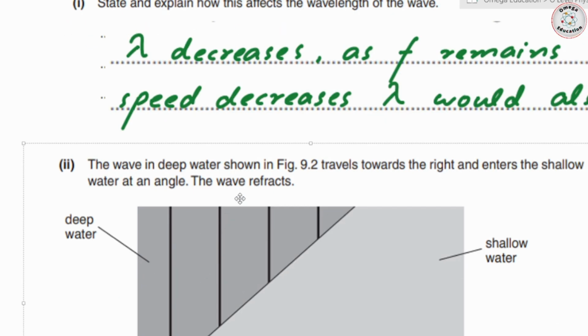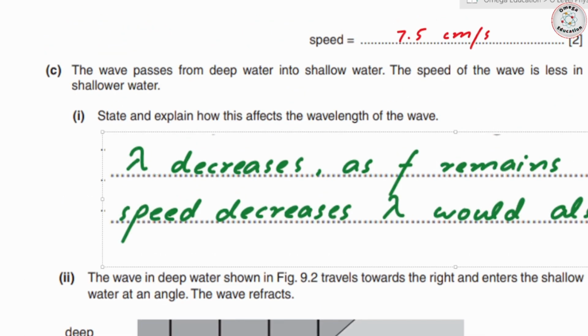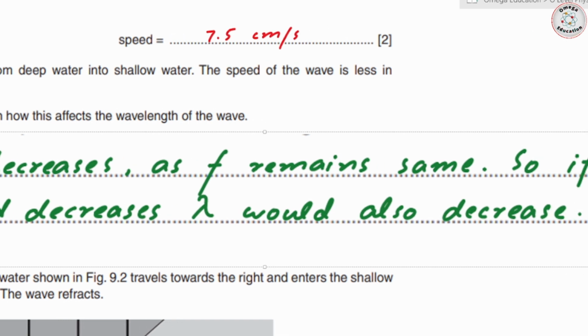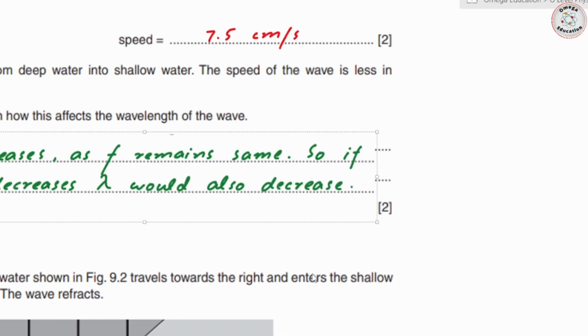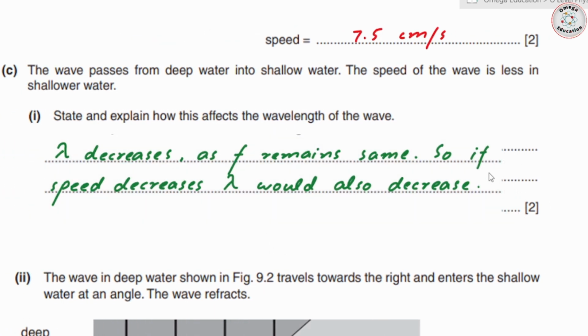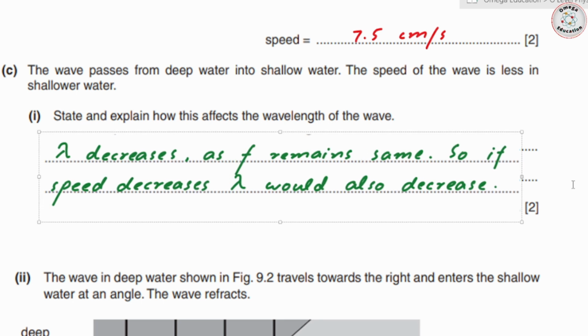So for this one, you can write a statement like this one over here. So I'll just paste it. Wavelength decreases because the frequency remains same. So if the speed decreases, then wavelength has to decrease as well.